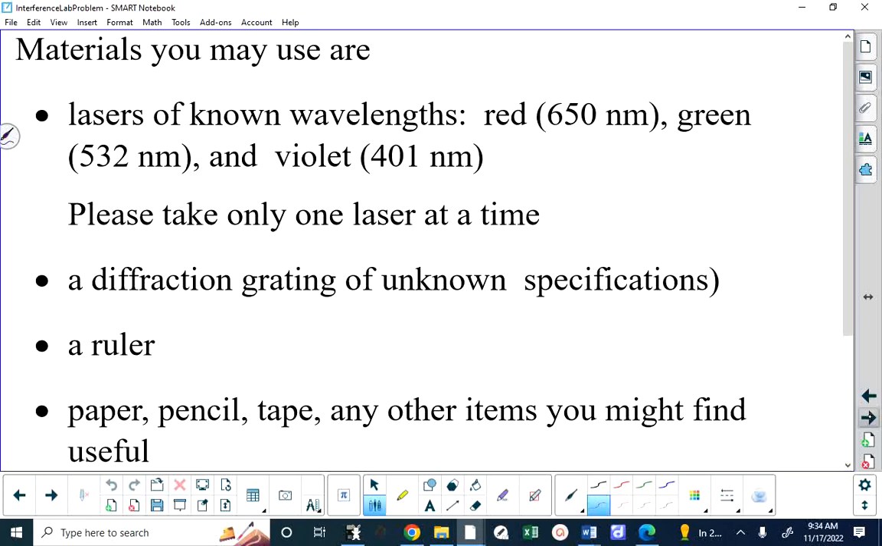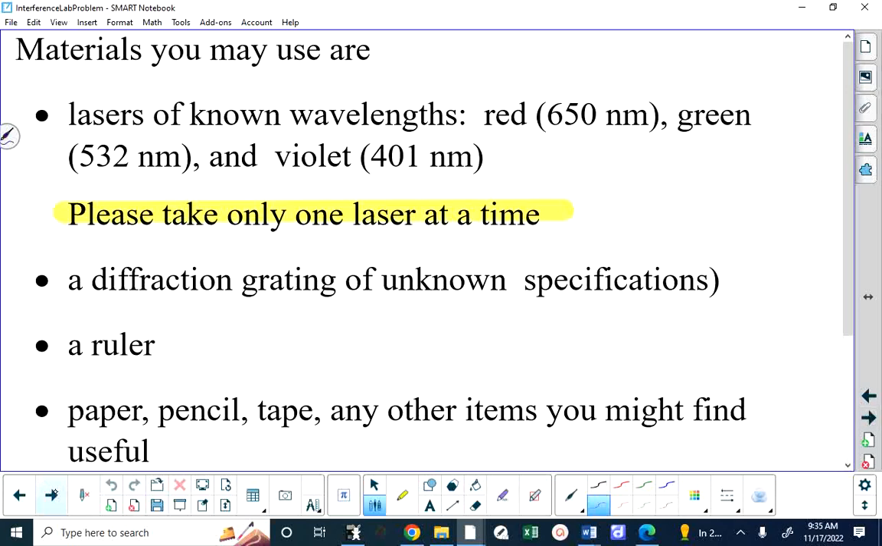Materials you are going to be using: there are 3 lasers, okay? So there are red lasers, violet lasers, and green laser pointers. The wavelengths are given on the lasers. If you have really good eyes, you can read it. It's such tiny print, but your eyes are young, you still have good vision. But I've put them up here for you, and they're on your handout as well.